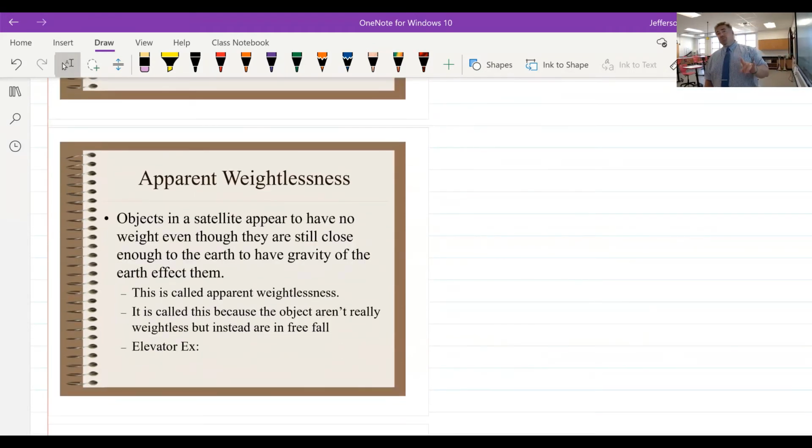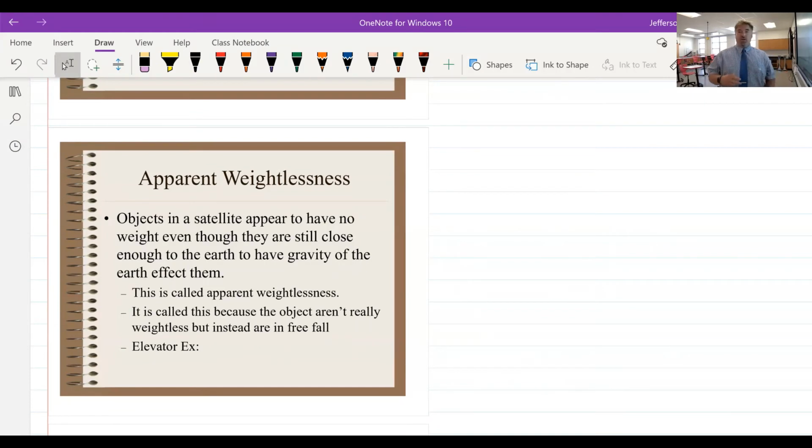Now, the last two things we're going to talk about in this chapter are weightlessness. There are actually two different types. The first is called apparent weightlessness, and a better name for this is actually free fall. If you've ever been on the Power Tower or the Demon Drop at Cedar Point, and you get the whoop as you fall down, you were technically weightless for that time.